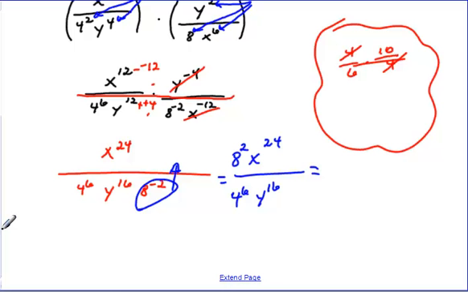8 squared, 8 times 8 is 64, x to 24. And then what's 4 to the 6? I have no idea the answer to that question. Okay. Really? It's horrible. Goodness gracious. What number was this? Obviously it's got to reduce or something has to happen. That's not okay.